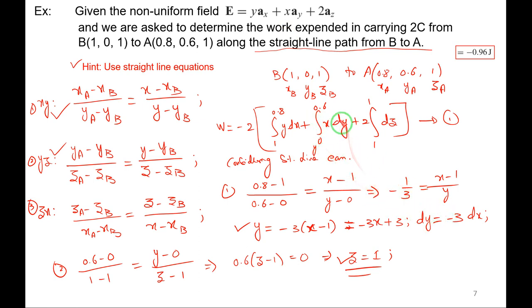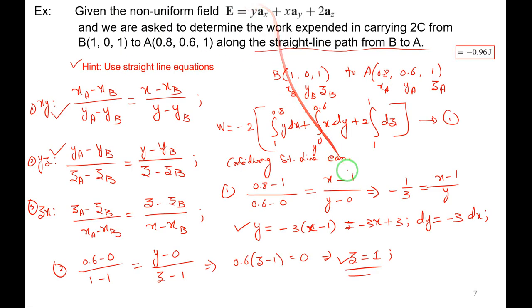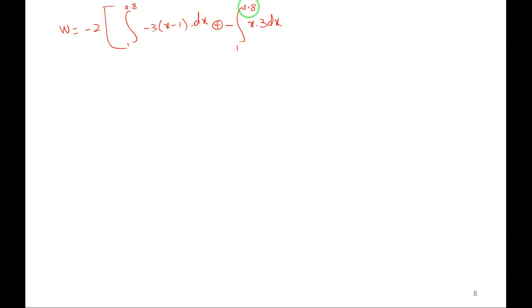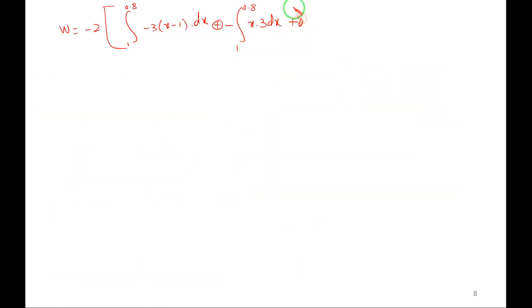And the limits, now the x limits are 1 to 0.8. Observe the limits that have been changed. 0 to 0.6 are the y limits, the x limits are 1 to 0.8, and the third one will be 0, so no need to calculate, it is 0. Okay, we will integrate it. If any doubts, please ask, don't keep the doubts with you.